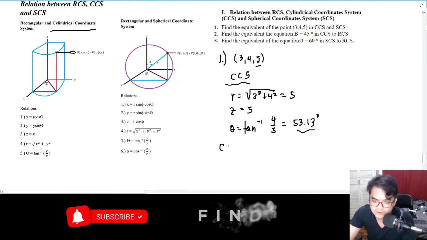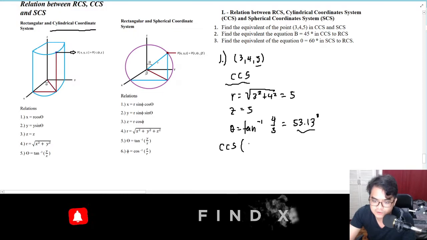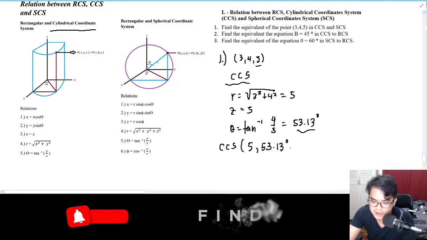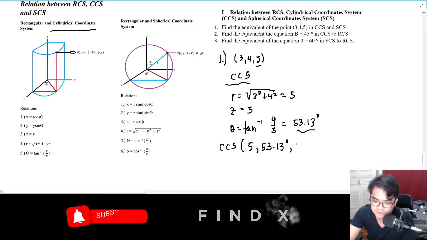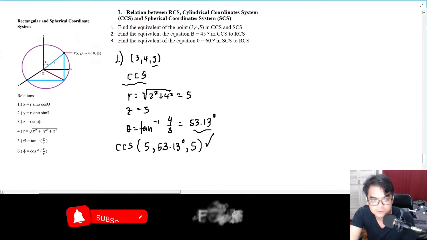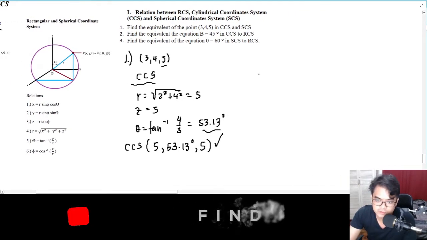Therefore, for the CCS, the answer is 5, 53.13, 5. So 53.13 is the angle, and the last one is still the same: Z is still 5. And this will be the answer.